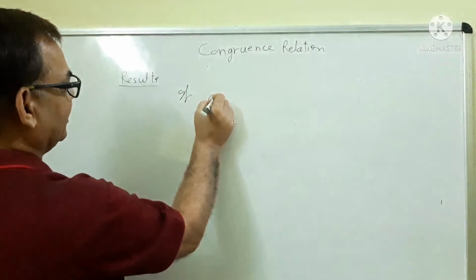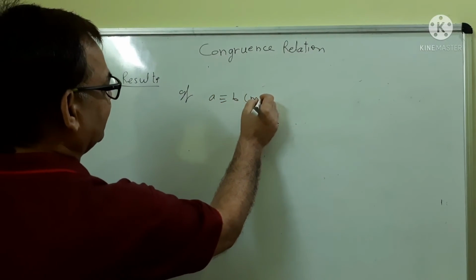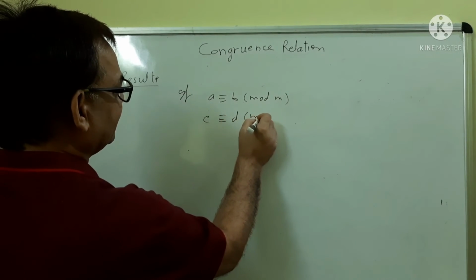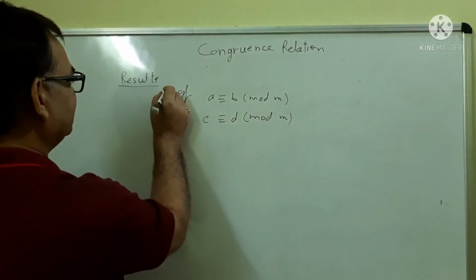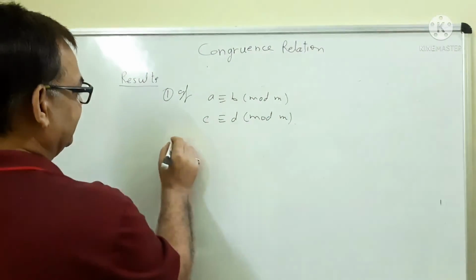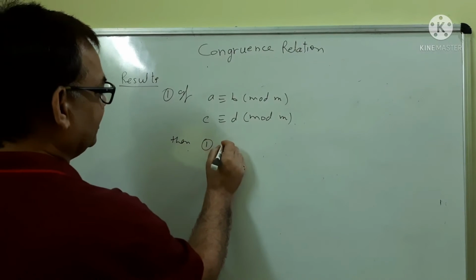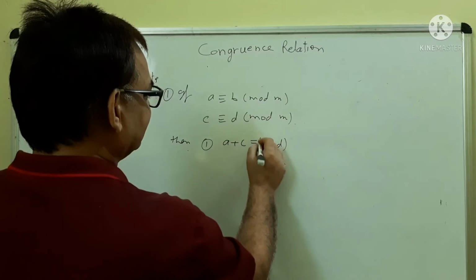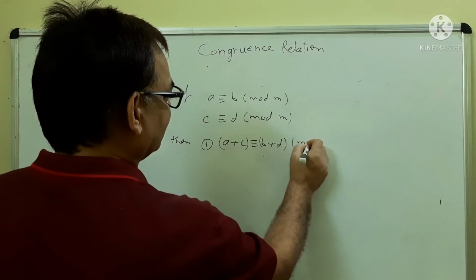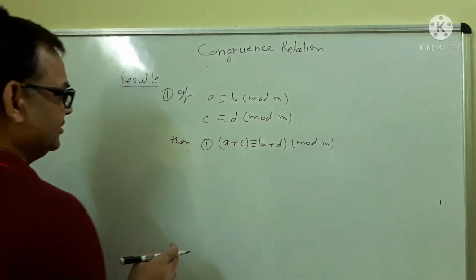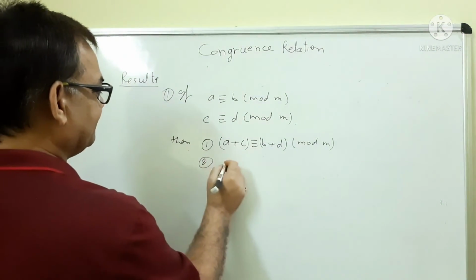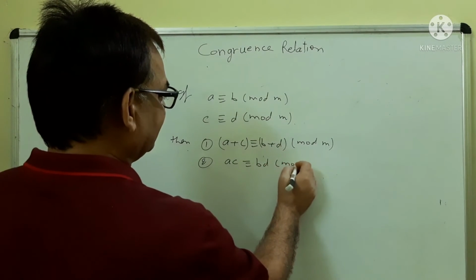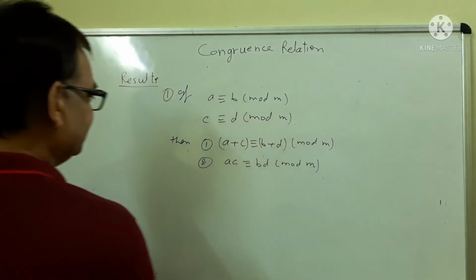If a is congruent to b mod m, and c is congruent to d mod m, then number 1, a plus c is congruent to b plus d mod m, and number 2, ac is congruent to bd mod m.